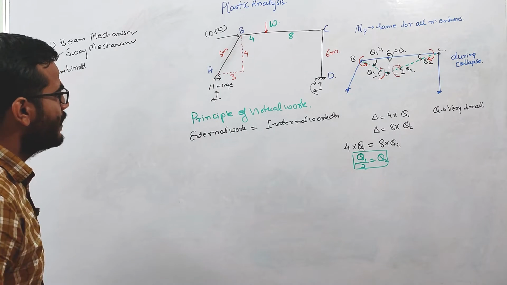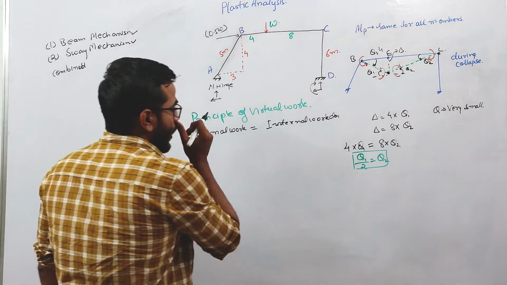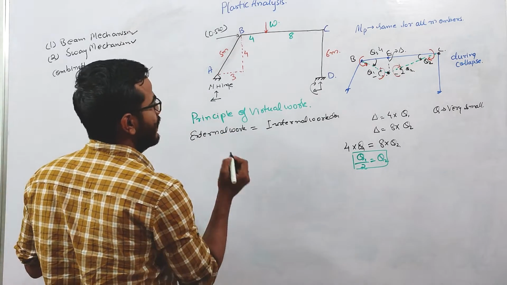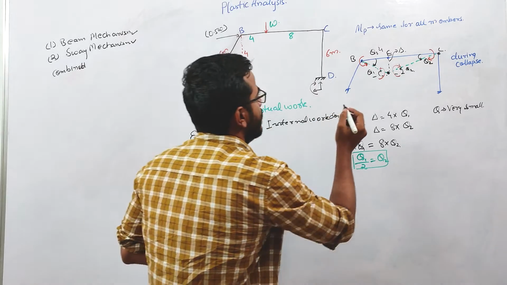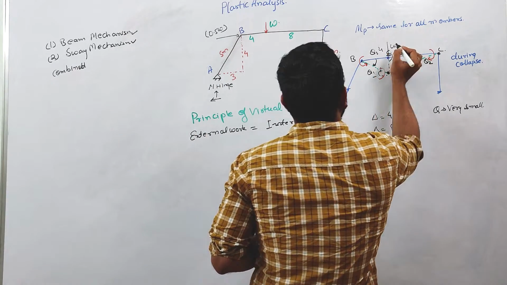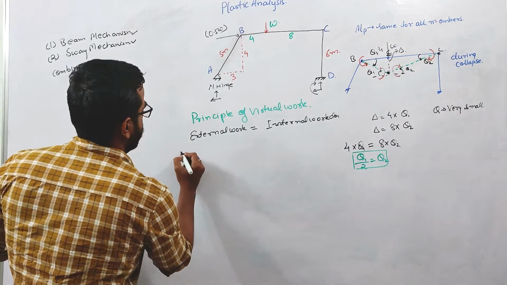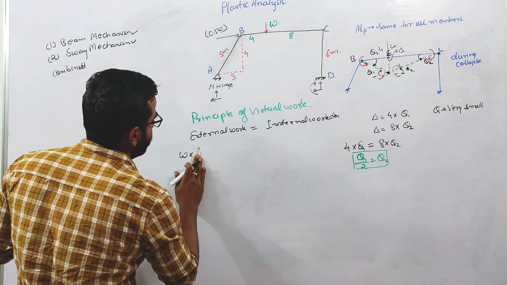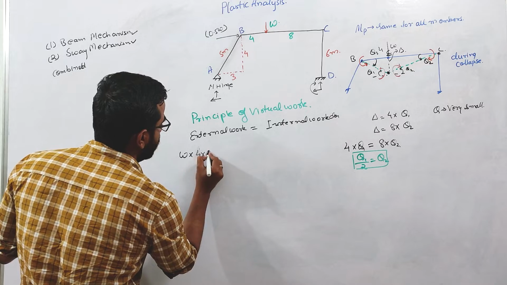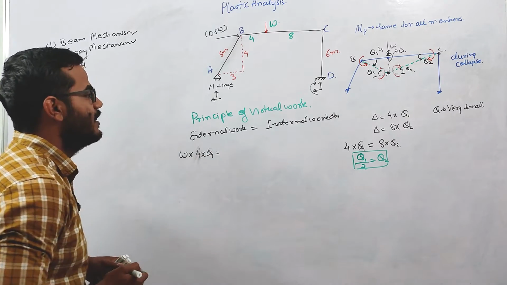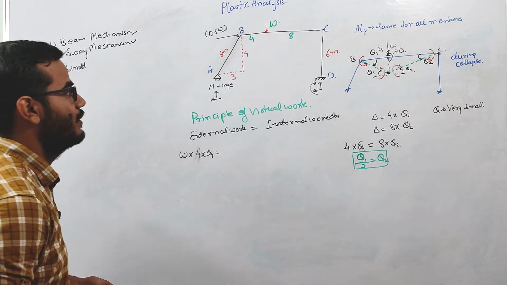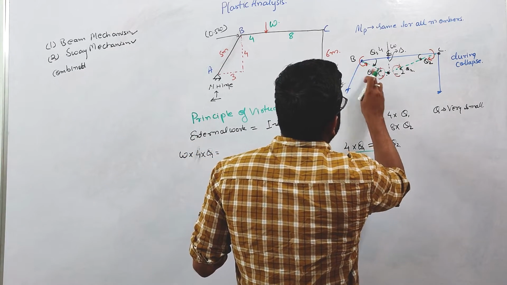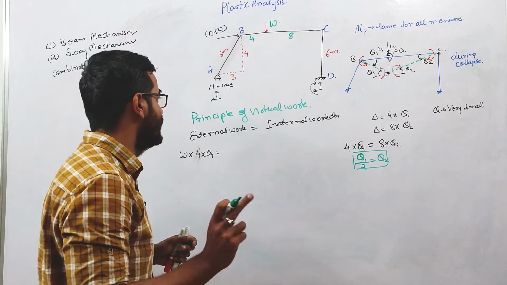Okay, so now you can see that for external work done, what will be the external work done? External work done will be W into this delta. Okay, so this will be W into delta, right? And delta we can replace by 4 into theta 1. Okay, and this is equal to internal virtual work done. What is the internal virtual work done? Internal virtual work done will take place at the hinges.